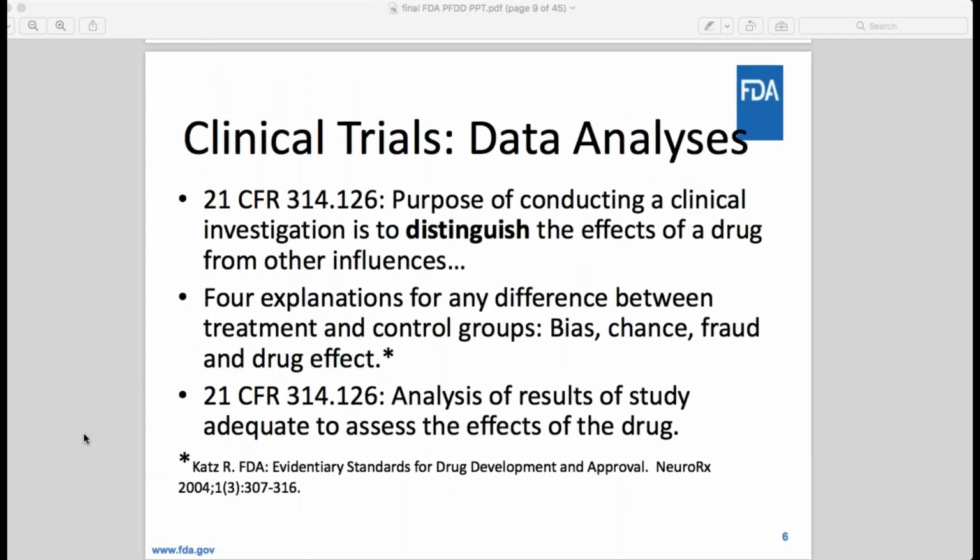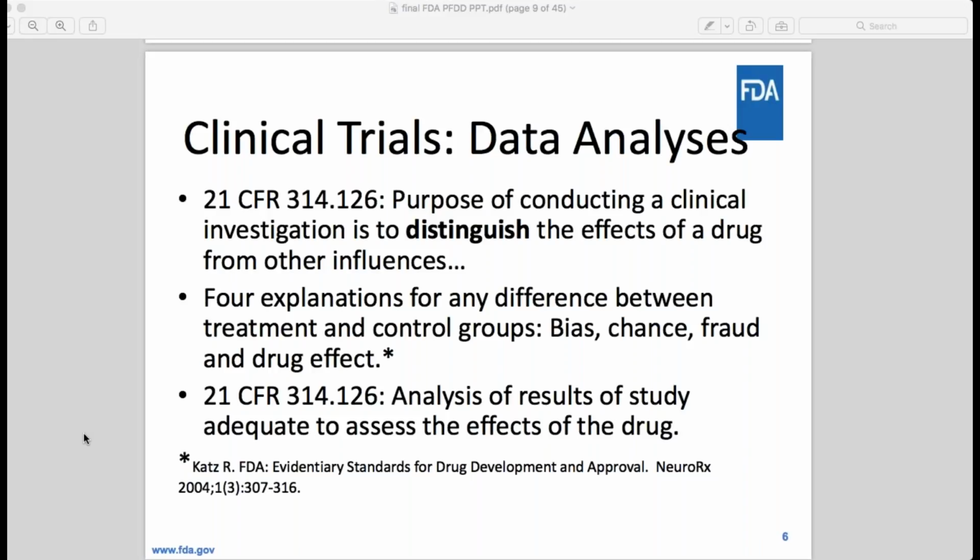Remember in the previous slide, I said that randomization is a process where every patient enrolling in the study has an equal chance of getting assigned to either group. So if there is a real difference between the two randomized groups, that difference could be because of the drug effect. However, there are also other explanations for this difference between the treatment and the control groups, and they could be bias, chance, and rarely fraud.